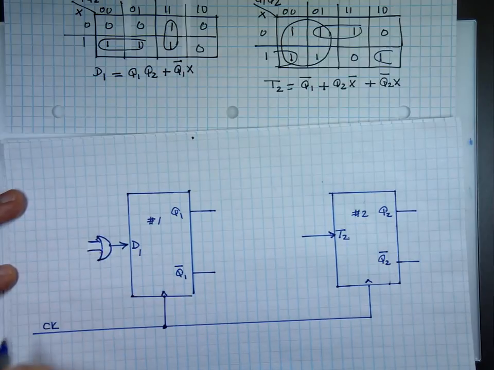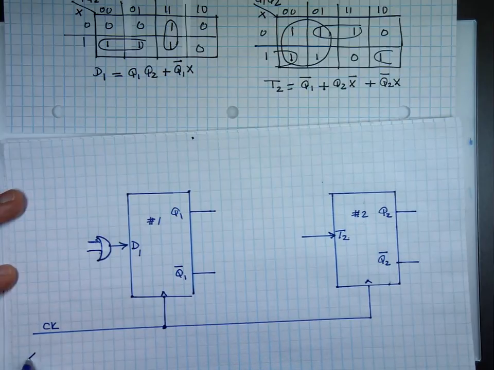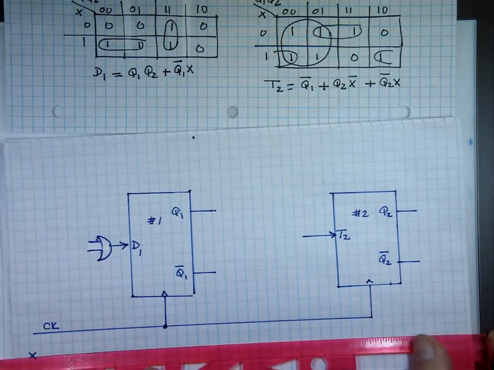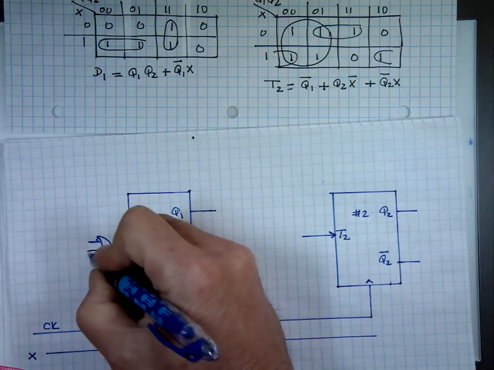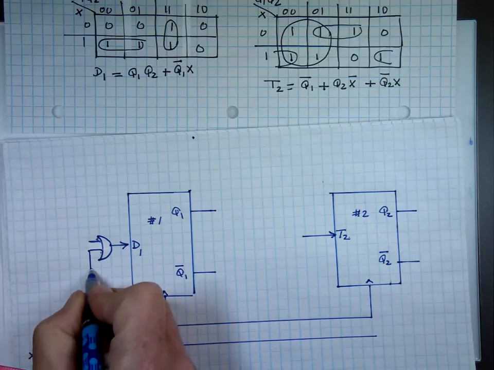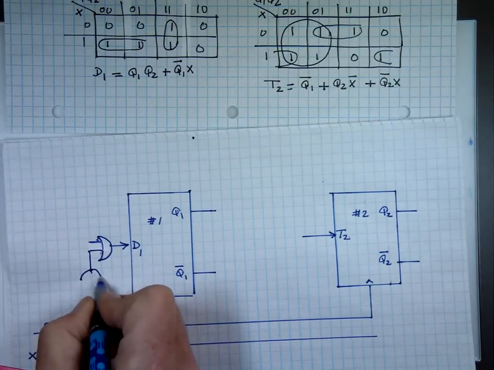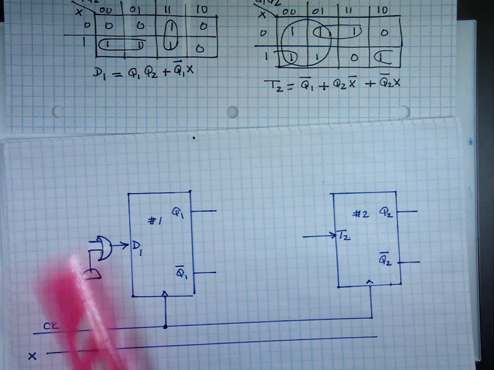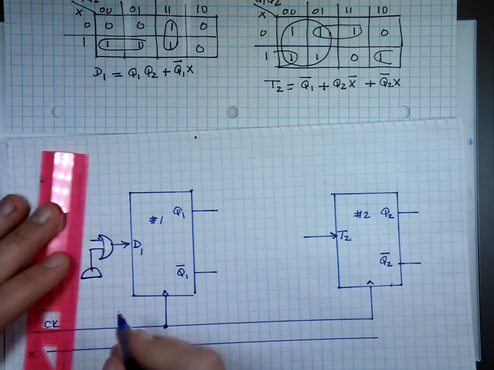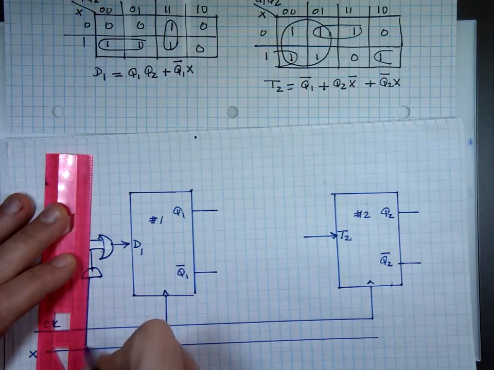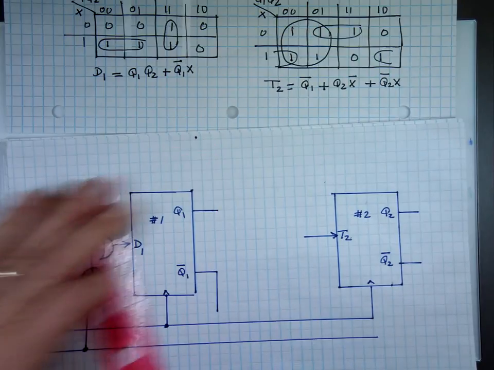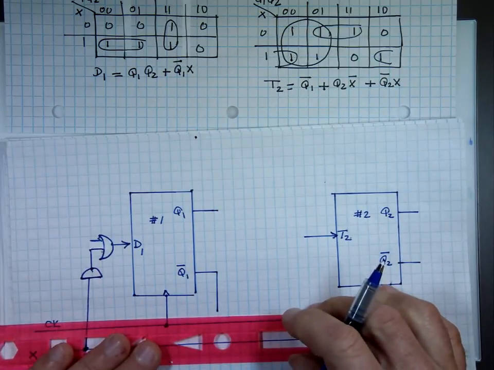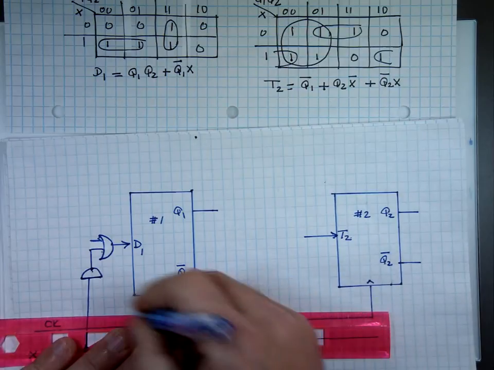So if this is X, which is my input, that's my external input. Let's make that my external input here. I'm going to have an AND gate. And what's going to it? X and Q1 naught. This is X. And this is Q1 naught. You take this one, loop it around, and attach it right here.